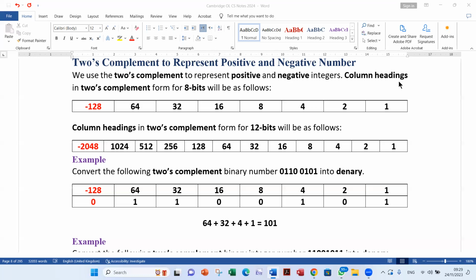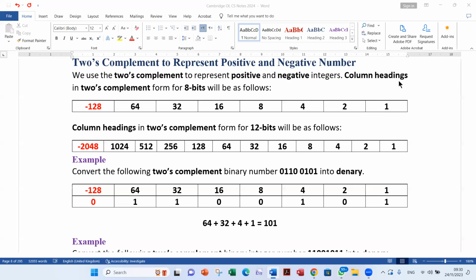So the rule is, if you have 8 bits or if you have 12 bits, the column on the far left will have a negative value. The value that should have been positive. So it should have been 128, and we make it negative 128. This is how column headings are represented in the form of 2's complement.